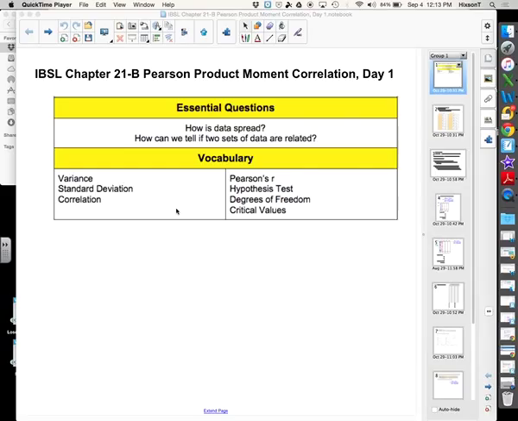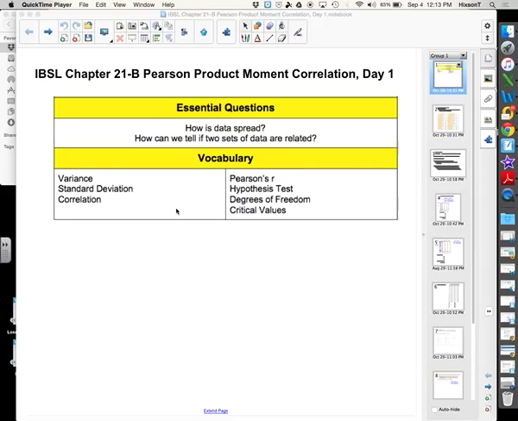Yes? Will this be in our quiz on Tuesday? The concept of correlation, I'm not going to have you calculate an R value, but the concepts involved will be there. It's going to be mainly on variance and standard deviation, the cumulative frequency, variance and standard deviation, and the concept of correlation. I'm not going to have you calculate these yet for the quiz. But I may give you a scatter plot and ask you about the correlation, or I may ask you to interpret something.